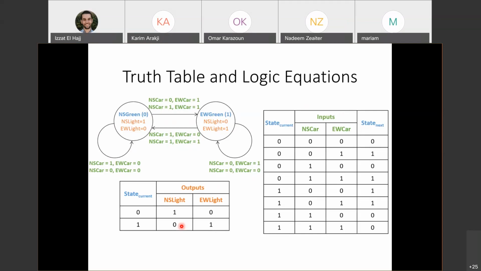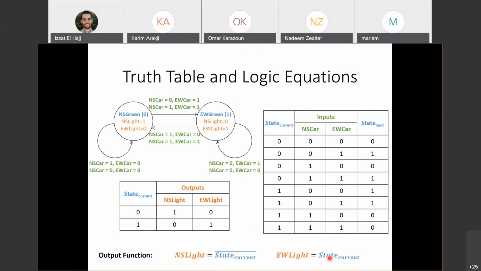Any other questions from anyone? Okay, so now that I have the truth tables for my output function and my next state function, the next step is to extract the simplified logic equations. Now you guys already know how to do this. This one over here is quite simple because we only have one bit as an input. So NS light is just going to be not state current, and EW light is just going to be equal to state current. So that's going to be my output function: NS light equals not state current, and EW light equals state current.